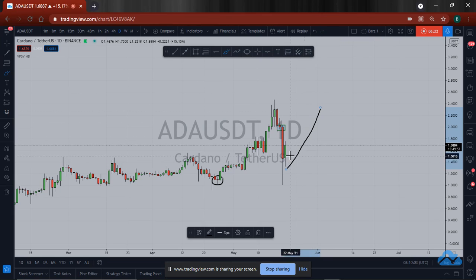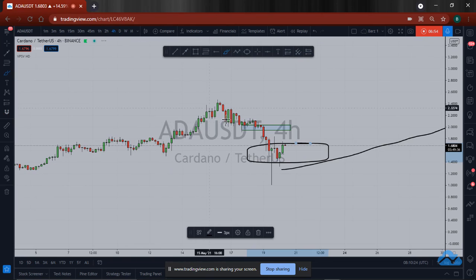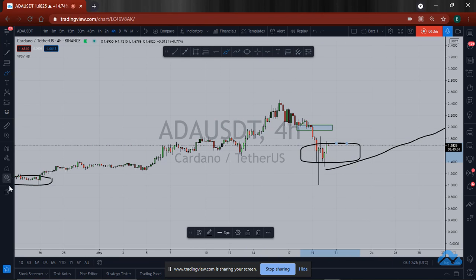Would like to see this daily candle close as a bullish one, right? So once we get this daily candle to close as a bullish candle, then we can now scale further to our lower time frames, and then we can search for entry opportunities. So let's head over to the 4 hour time frame and let's see what we have.